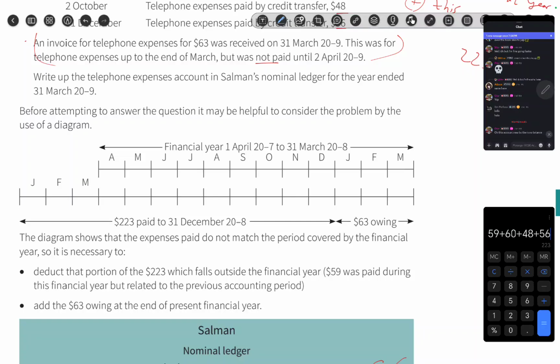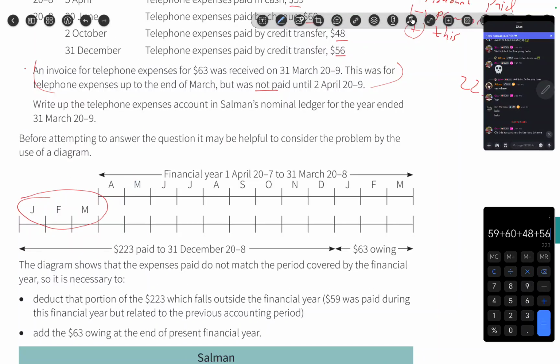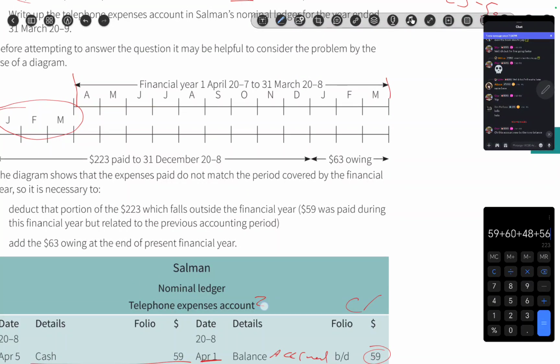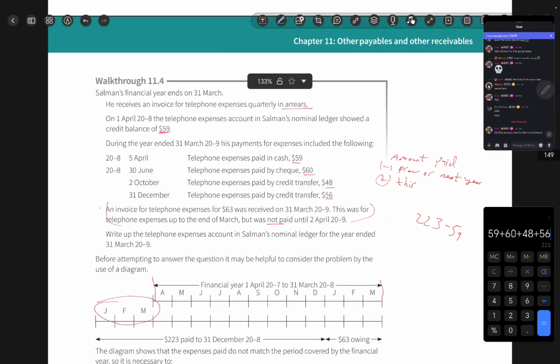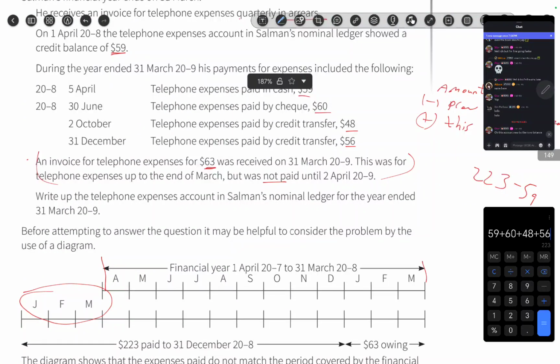It's shown in the timeline. Yeah, this 59 we paid is for January, February, March of the previous year. And then this is for our year. This is the year we're making the income statement or the expense account for. This is for 2008. And that's why you first subtract this, because it's not related to this year. And then you add the 63 because it is related to this year.